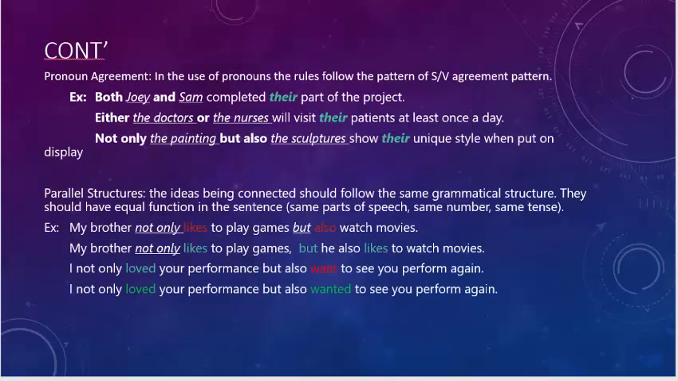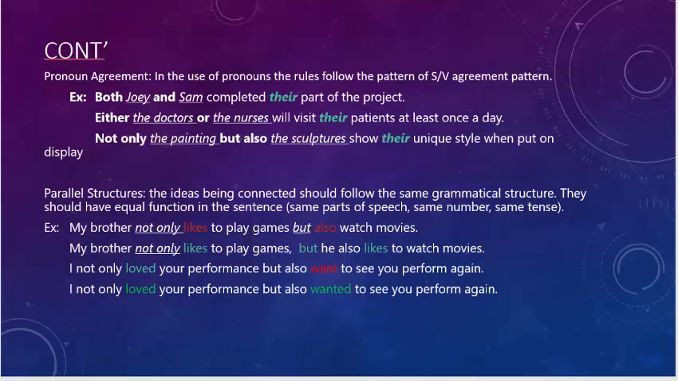Next, there should be pronoun agreement. In the use of pronouns, the rules follow the pattern of subject-verb agreement. For example, both Joy and Sam completed their part of the project. We have one subject and another subject connected with the conjunction "and," therefore the pronoun should be plural. It means both Joy and Sam completed their part of the project.